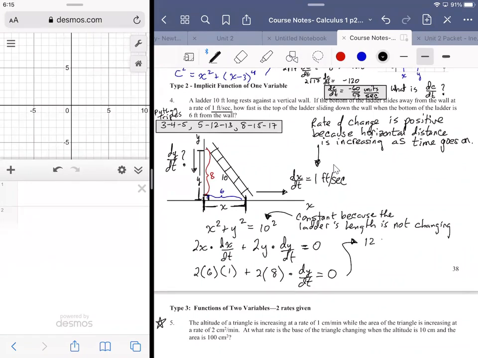So 12 plus 16 dy/dt is equal to 0. Solve, so I subtract the 12, 16 dy/dt is equal to negative 12, so dy/dt would be equal to negative 12 over 16. Simplify, and so we're looking at negative 3/4. So dy/dt equals negative 3 over 4.